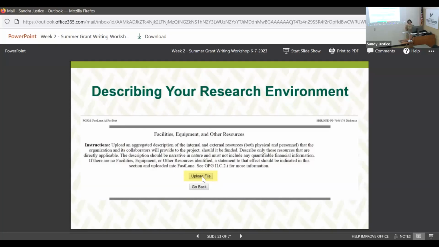Other resources might also include technology. Do you have the technology in your university to provide that element? So if you're doing cybersecurity, you have a secure site, a SOC, this is where you describe it.